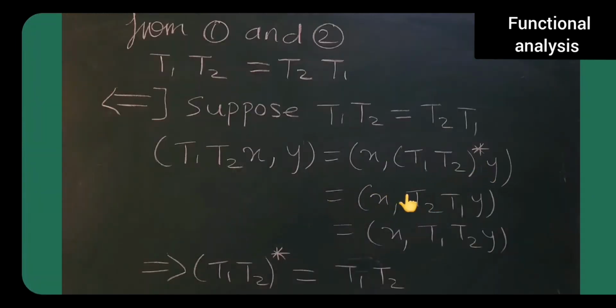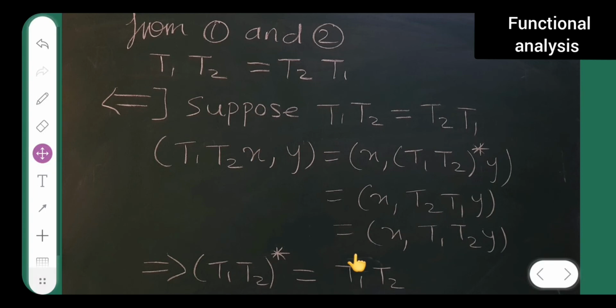Now this is equal to what? (x, T2 T1 y). This is nothing but T2 T1 of y, with y written as it is. Now this is equal to (x, T1 T2 y), which is nothing but (T1 T2)* is equal to T1 T2. So finally we showed that it is self-adjoint as well.